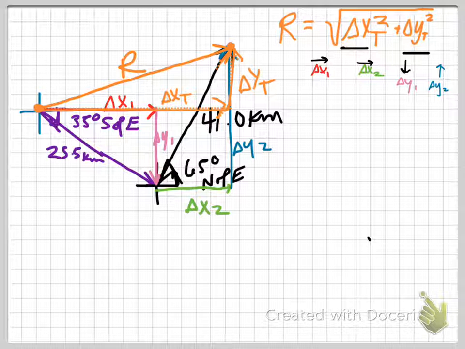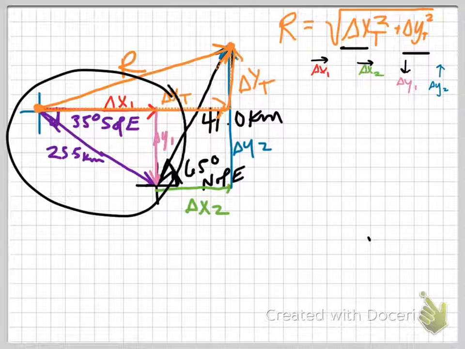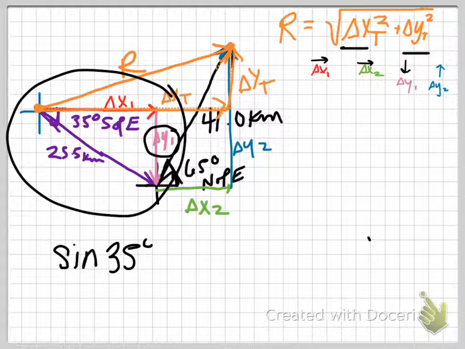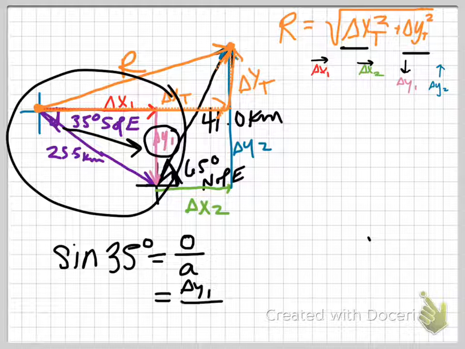Okay, so I'm going to start off by just looking at my first displacement. Here's my delta y1, we'll start with that. What I know is that the sine of 35 degrees is going to equal opposite over adjacent, which is equal to my delta y1 over 25.5 kilometers. I'm going to actually get rid of this. I just wanted to make sure you could all see where that came from.